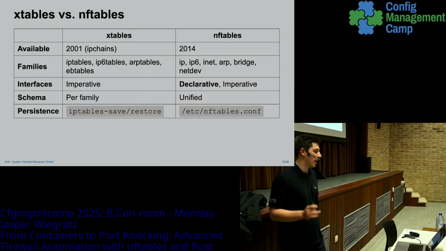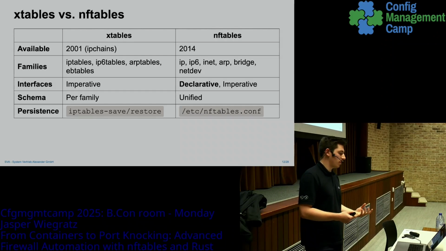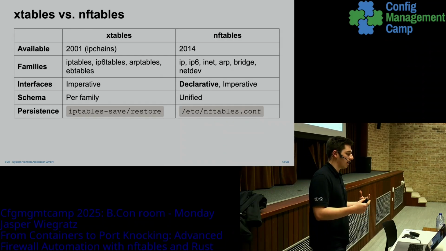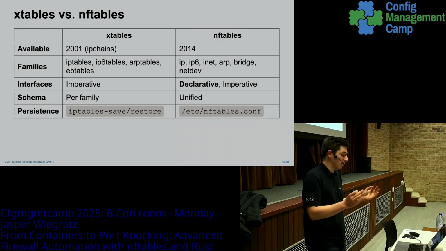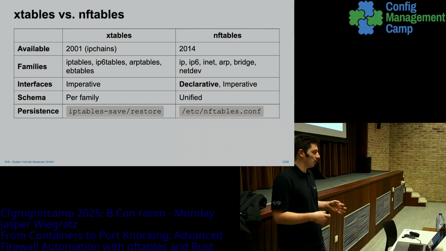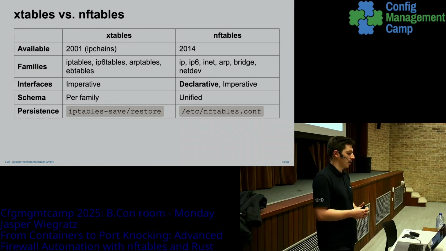So to compare both, xtables, which is iptables, for example, is very old. In 2001 we had ipchains. And xtables consists of, the X stands for iptables, ip6tables, arptables, so you can also use this tool set on ARP, and ebtables for the bridging. And also what is missing here is ipset.